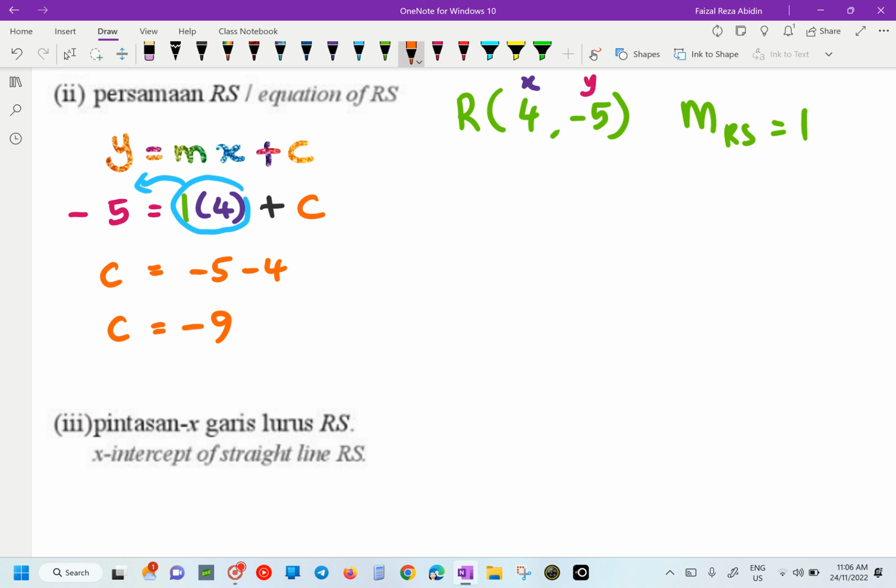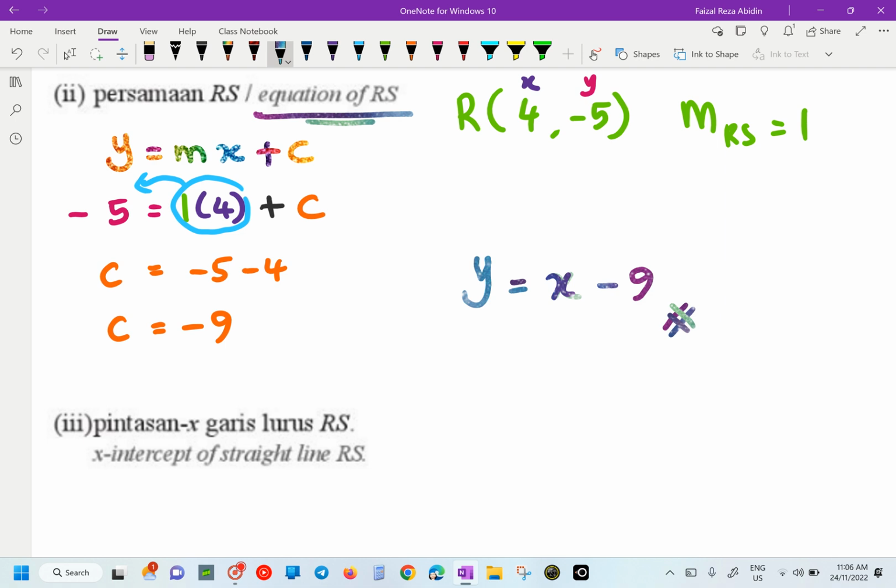So substitute back into our equation of RS now. We are going to have y equals 1x, x only, x minus 9. This is going to be our equation of straight line RS. If I want to put 1x, can? Can. But usually we are going to write x only. Okay, girls?